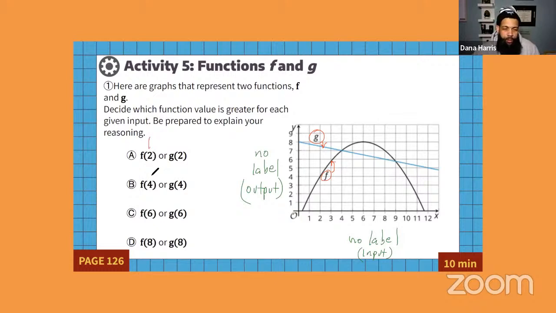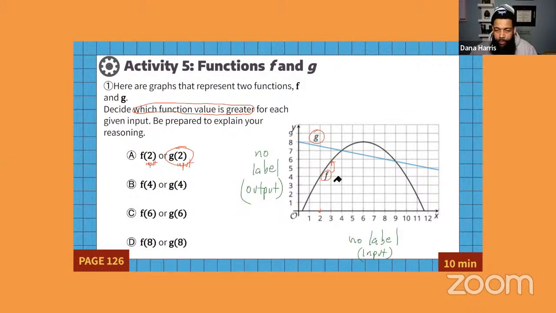So we're looking at an input. Remember it's in parentheses. It's an input of 2. So f of 2, which function value is greater for the given input? Notice all of these have the same input on each question. So when I'm looking at the input of 2, we're on the x-axis. Now when I look up here, which one of these is higher? I have the function f, but function G is higher. So G of 2 would be the solution for this one, because G of 2 has an output of 7.5, and F of 2 has an output of 4. So G of 2 is higher.